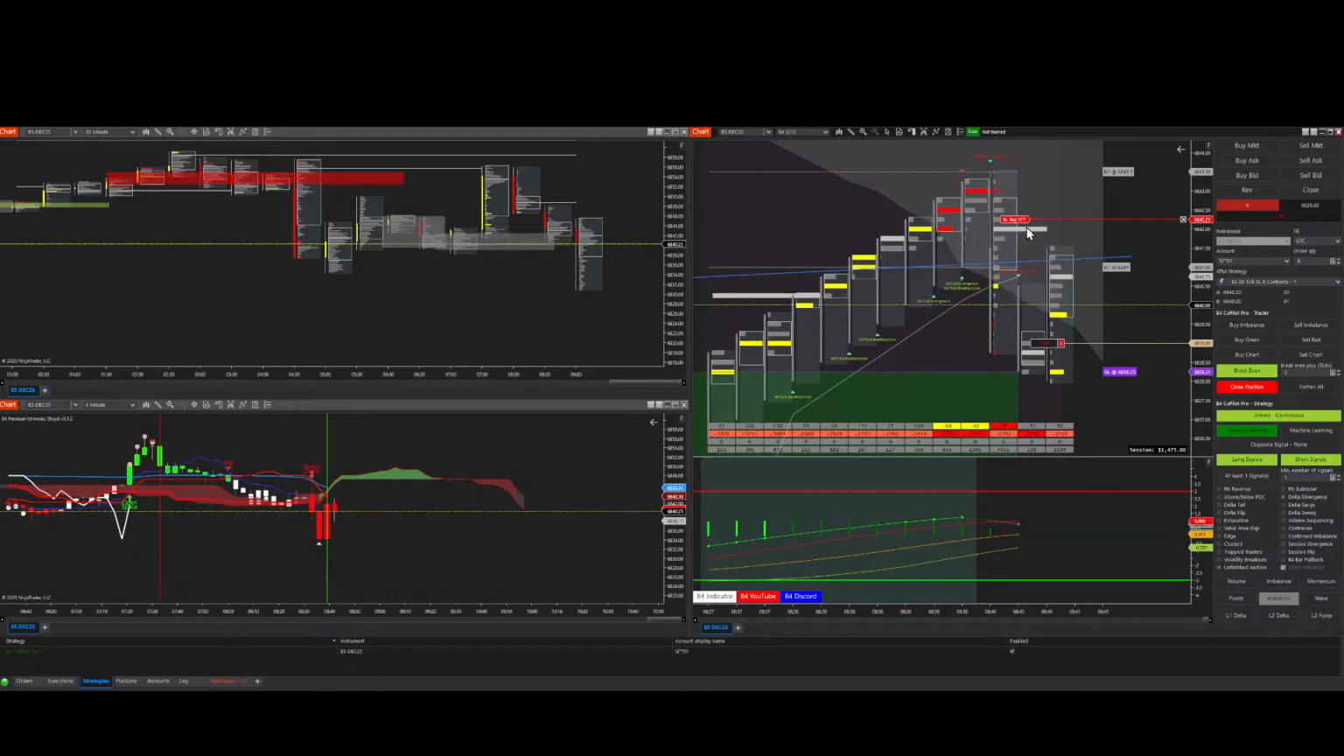Then this is how you use the system. See this virgin point of control right here? That's a major level right there. I'll guard behind that. An unfinished auction got us into the position here, and they're pretty reliable signals.